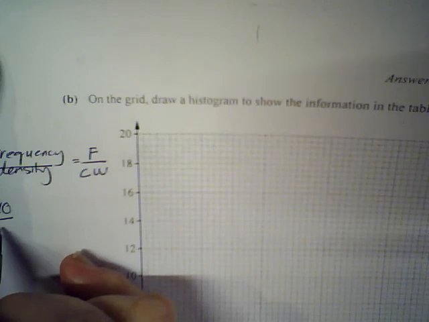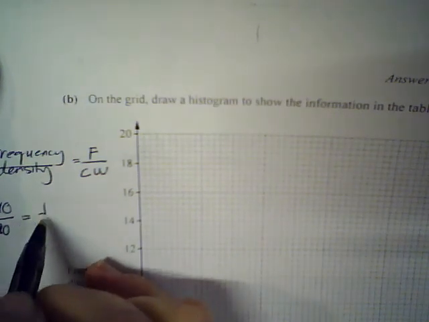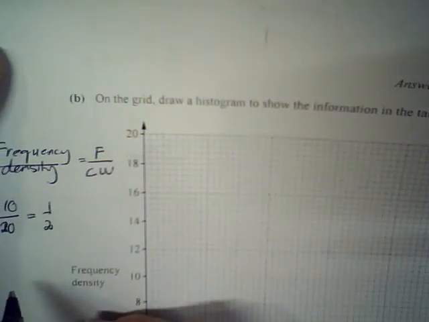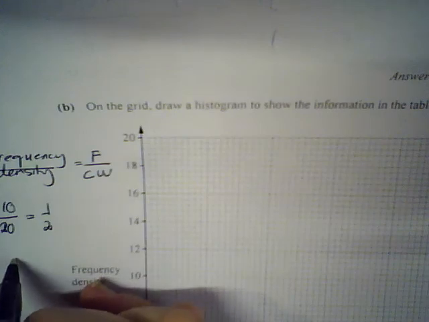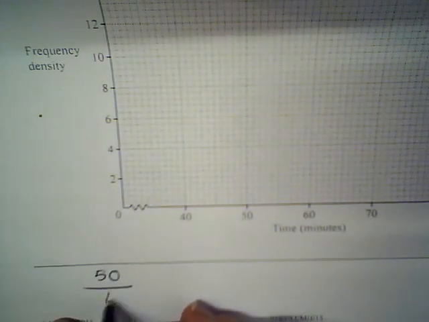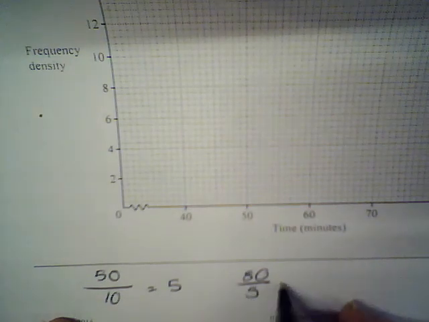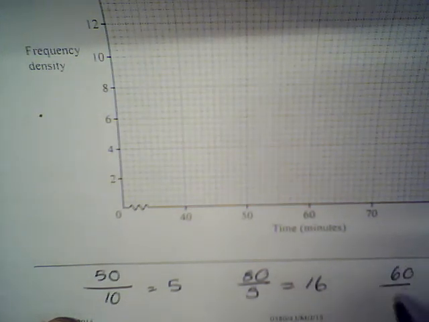Okay, so my first frequency was 10 over my class width, that was 20, sorry. And that would give me a half. Okay, then the next one we have 50. Maybe I should just go onto this little piece of paper here at the bottom. Okay, 50 over 10, that would give me 5 as a frequency density. That is 80 over 5, that would give me 16. And 60 over 15 as a class interval, and that would give me 4.